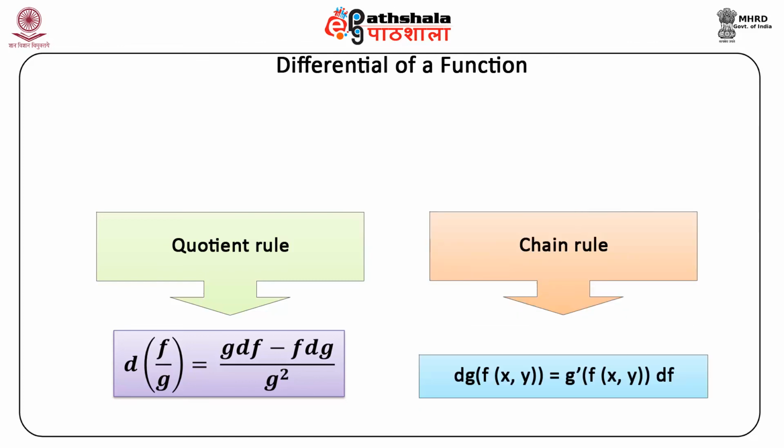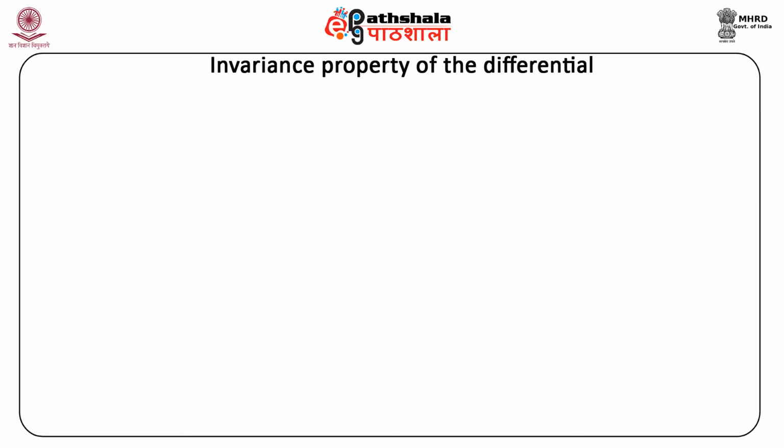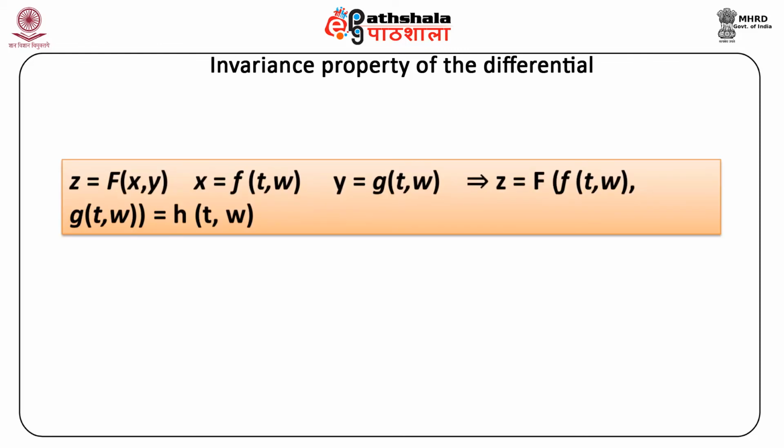Chain rule: d of g of f of x comma y is equal to g dash f of x comma y into df. Invariance property of the differential. The differential remains the same when the independent variables are free variables or are themselves functions of other variables. That is, if z is equal to f of x comma y, x is equal to f of t w and y is equal to g of t w, this implies z is equal to f of t w comma g of t w, which is equal to h of t w.